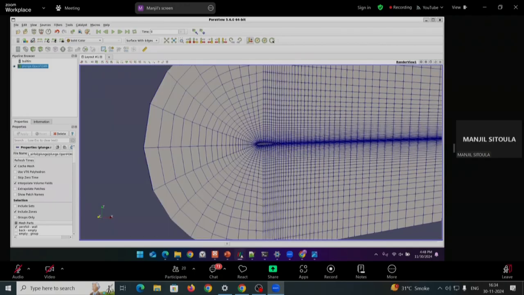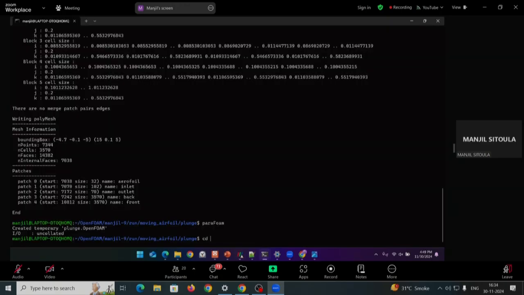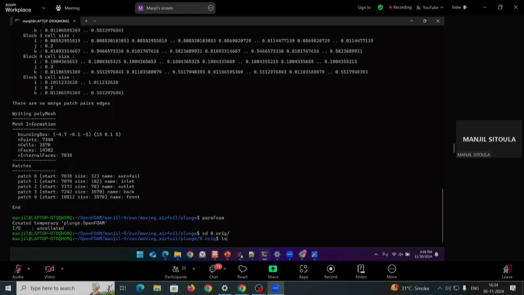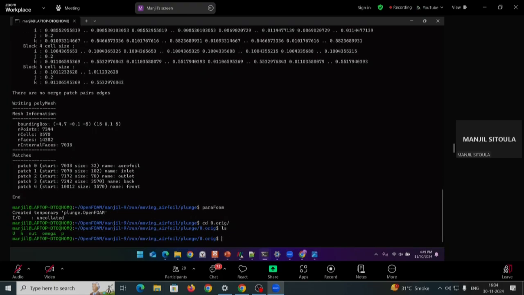The boundary conditions are located in the original folder. So we can see that there are different files: the U velocity file, the pressure boundary condition to be assigned, and k, nut, and omega. So we can see that the k, nut, and omega come from the k-omega SST model, because we have used the turbulence model in this case.